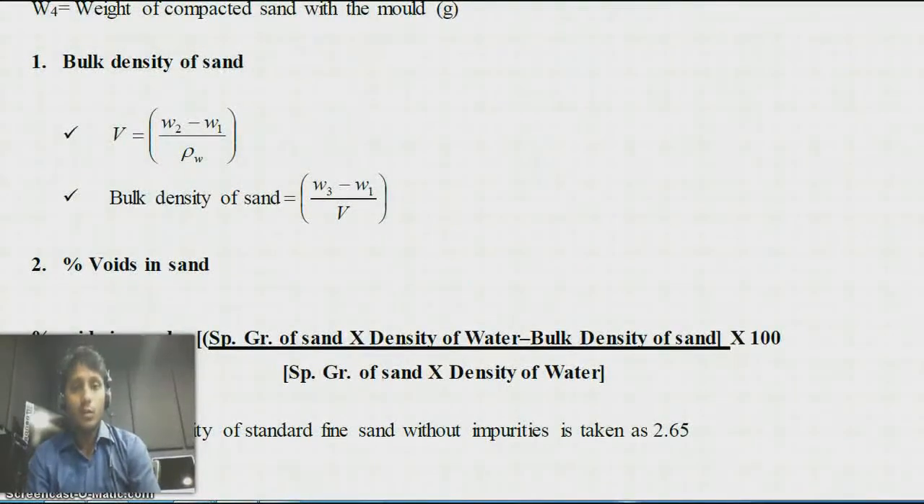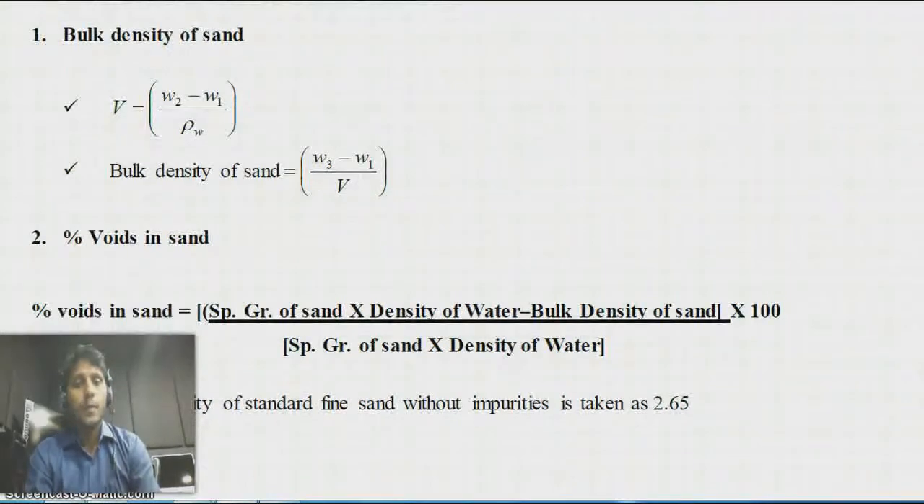Now the bulk density of sand. You can calculate the volume of the mold using W2 minus W1 divided by rho W, the density of water. Bulk density of sand is W3 minus W1 over the volume of the mold. I am explaining all these calculations first so that you will be able to understand when I do the experiment procedure in the video.